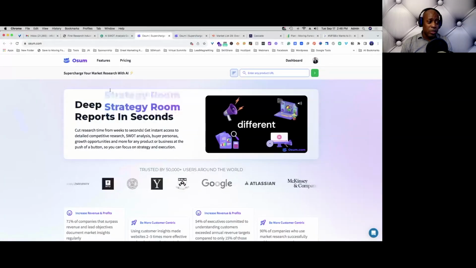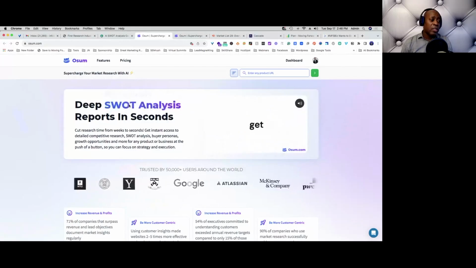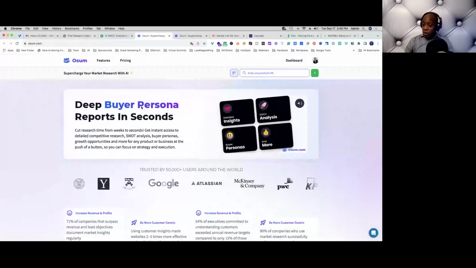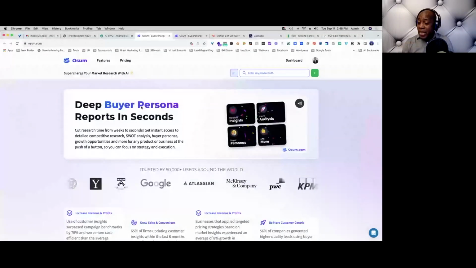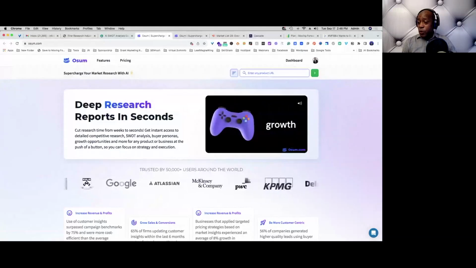So this is it. It does strategies. It does deep research. It does SWOT analysis, which is what I wanted to show you here. Buyer personas. This tool is amazing. Now, the problem is this tool is $150 a month if you pay for it monthly.